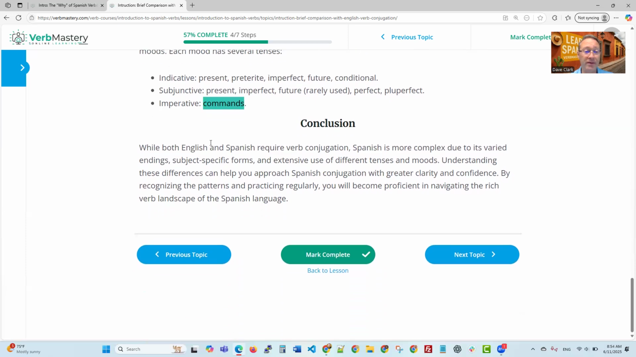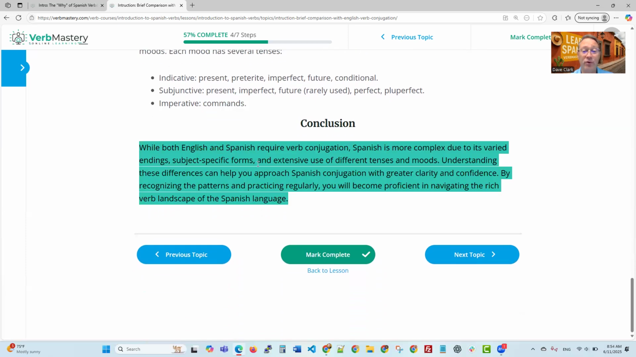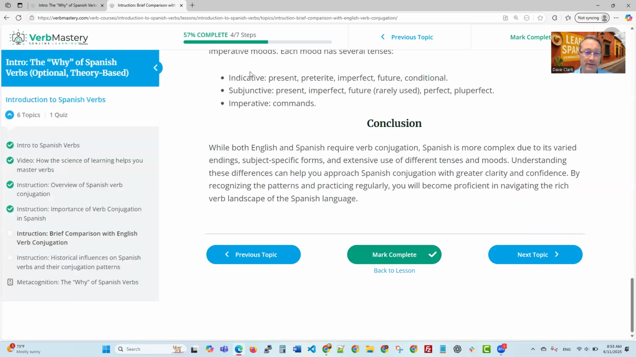Okay, conclusion. Both English and Spanish require verb conjugation. Spanish is the most complex due to its varied endings, subject-specific forms, and extensive use of different tenses and moods. Understanding these differences can help you approach Spanish conjugation with greater clarity and confidence. By recognizing the patterns and practicing regularly, you can become proficient in navigating the rich verb landscape of the Spanish language.